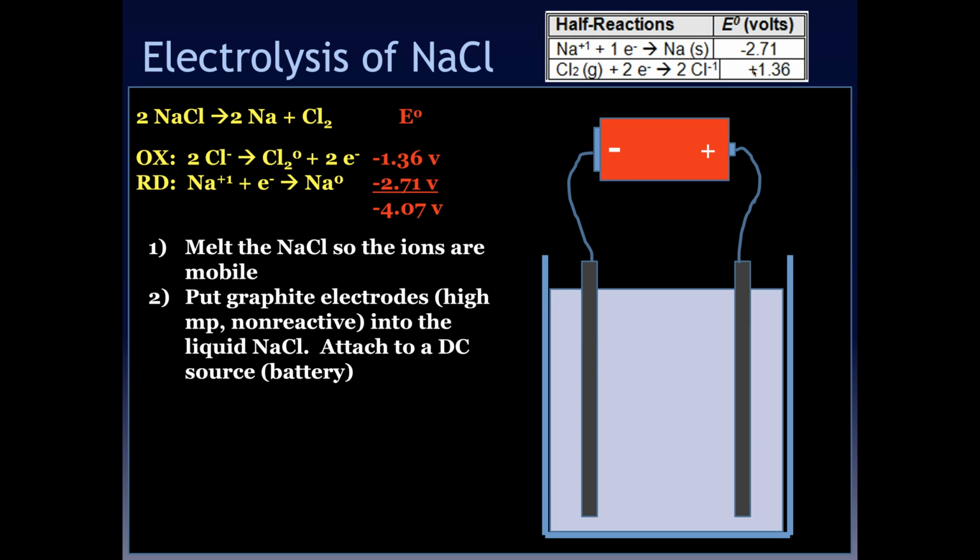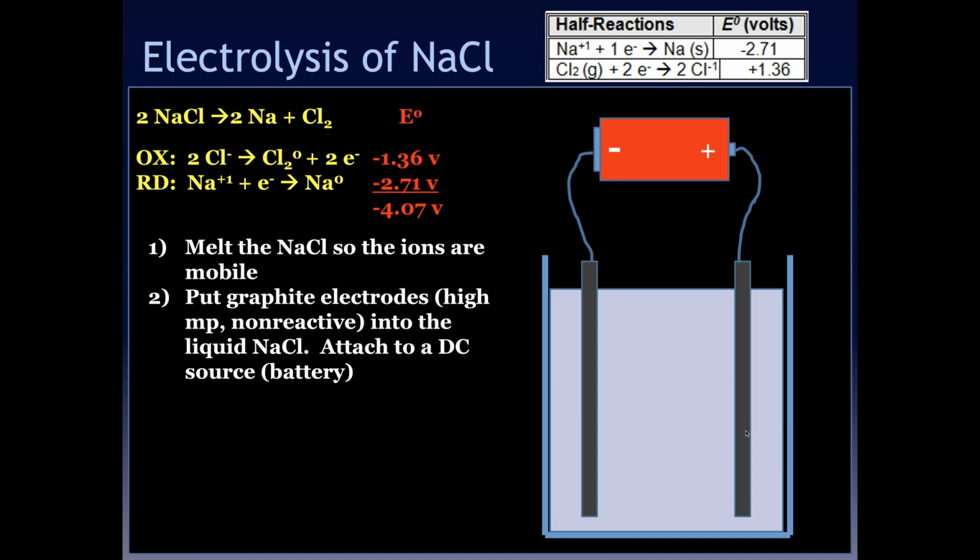Graphite is an outstanding conductor of electricity. Not only that, but its melting point is extremely high. We're talking about thousands of degrees. So even though this ionic liquid is really, really hot, over 1,000 degrees, it's never going to be hot enough to melt the graphite electrodes.